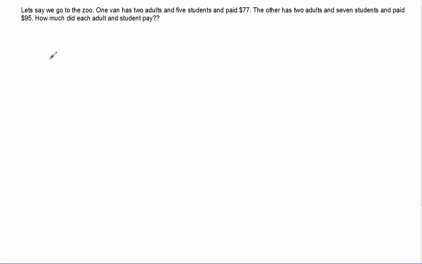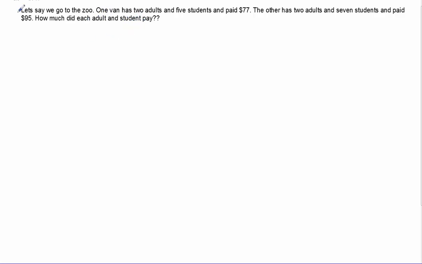Okay, so right off the bat, we know we're going to have 2 equations. The first equation is going to be our van number 1. Second equation is going to be van number 2. Now, just like every word problem, you need to identify what your variables are. And in this problem, our one variable is the adults. The other variable is our students. The easiest way to know that is look at the end of the word problem. You want to know how much an adult and a student pay. There's one variable, there's the other.